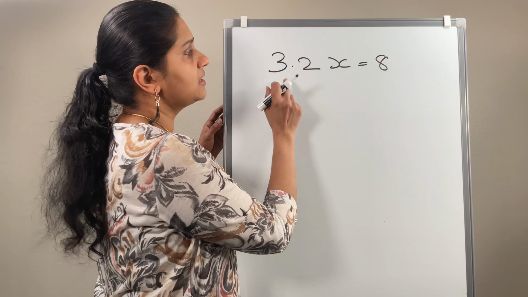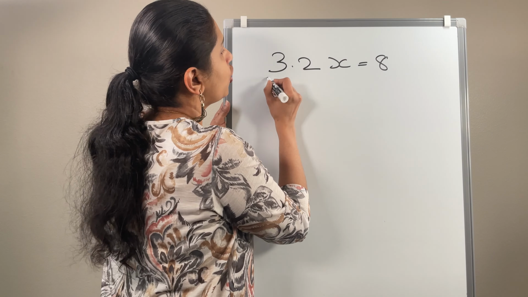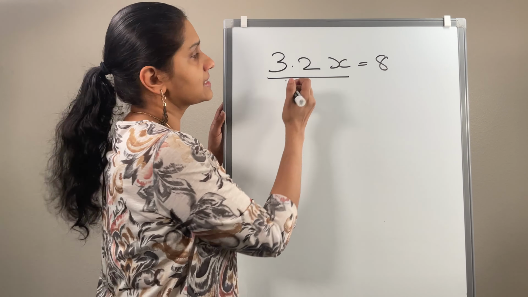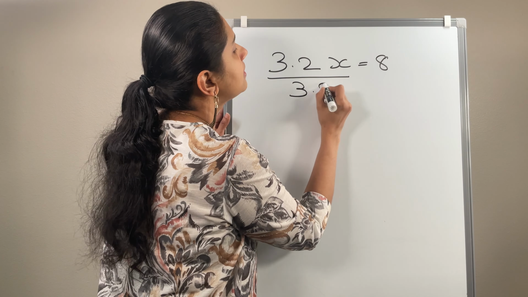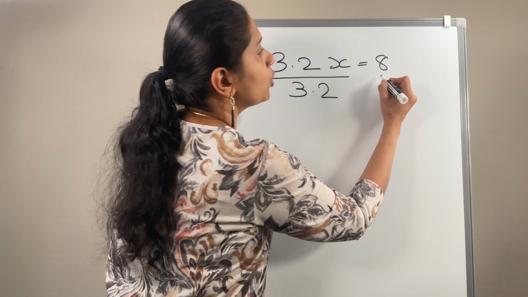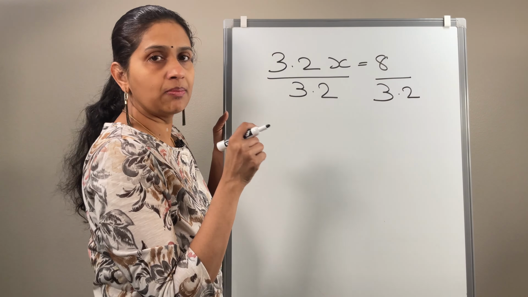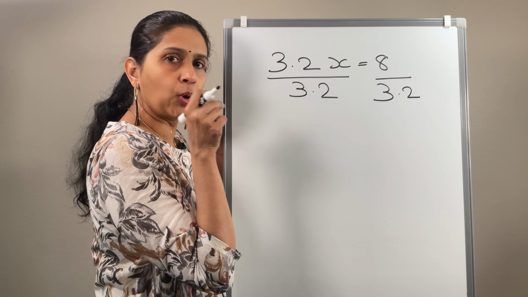Consider the example 3.2x = 8. Here it is a decimal. So, in order to isolate the variable x, I am dividing it by 3.2. When I divide one side by a number, you have to divide the other side also using the same number. So, I am dividing both sides by 3.2.